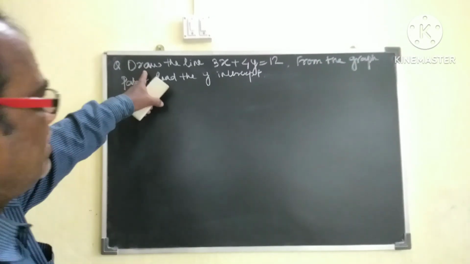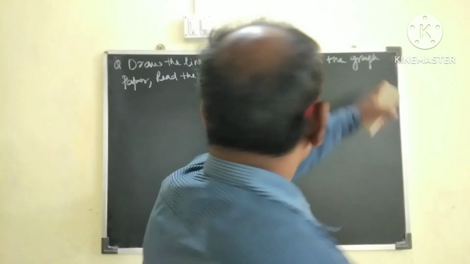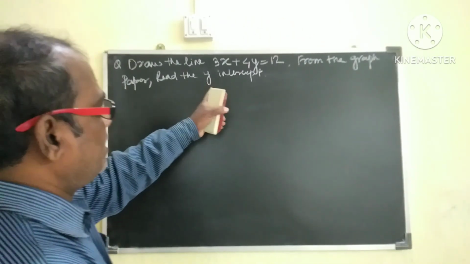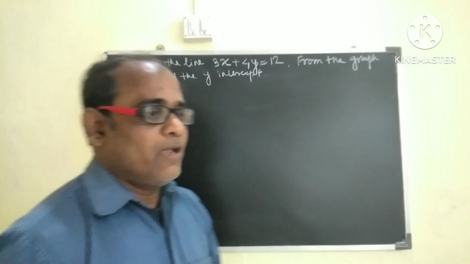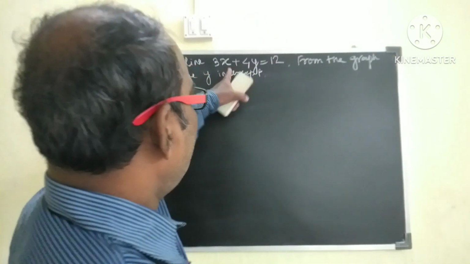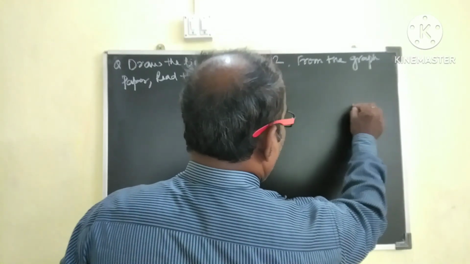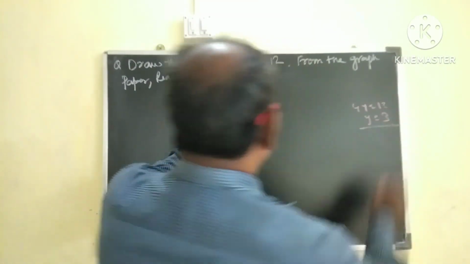Here the question is given, draw the line 3x plus 4y equals 12. From the graph paper, read the y-intercept. Already we can find out the y-intercept. Y-intercept means where the value of x equals 0. So if x equals 0, then 4y equals 12, so y equals 3. Our answer will be 3.